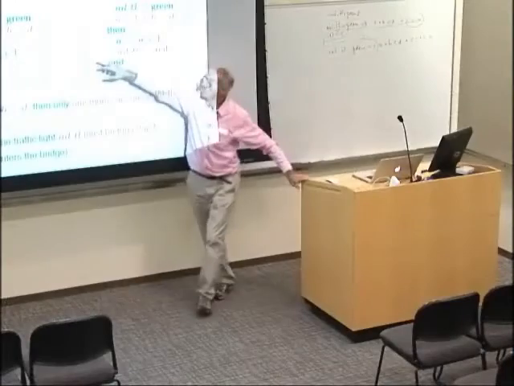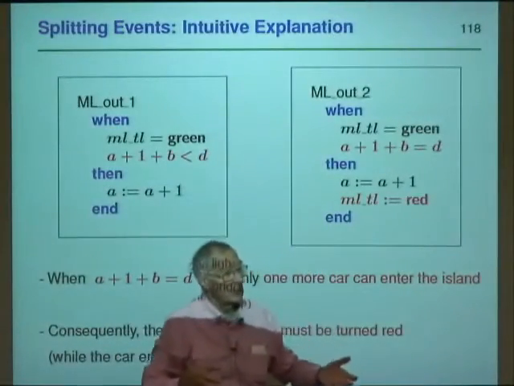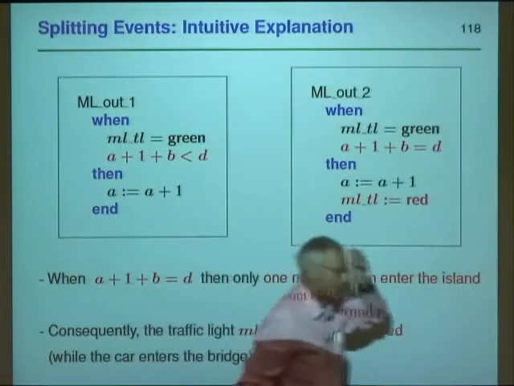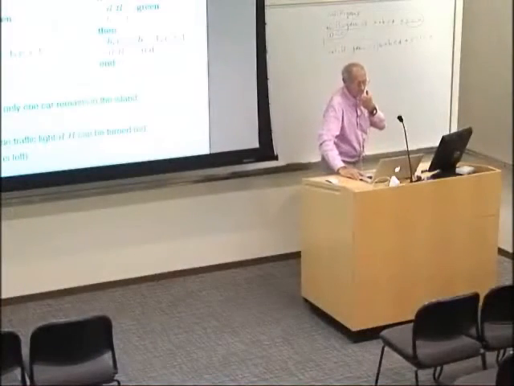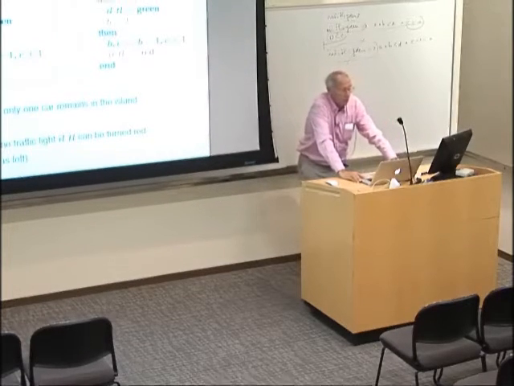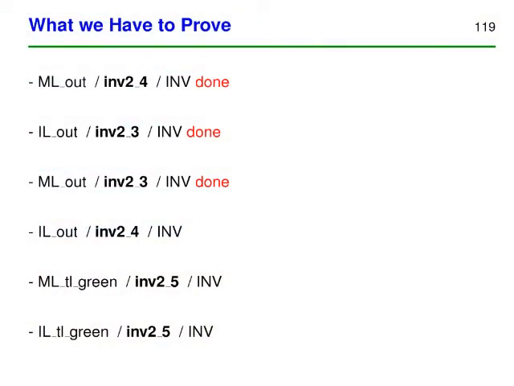Not for this disjunctive invariant, that one is red. I didn't prove this invariant for ML out. And when I wanted to prove it, I figured out that it was not possible in all cases, because precisely we had to prove that A plus 1 plus B is smaller than or equal to D, so there is a proof by case. Yes, of course. And now you see. Okay, and this is again the intuitive explanation for splitting the event IL out in the same situation.